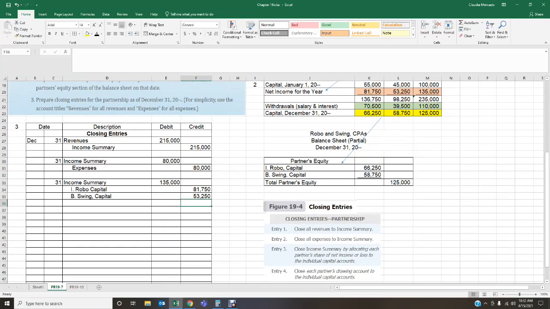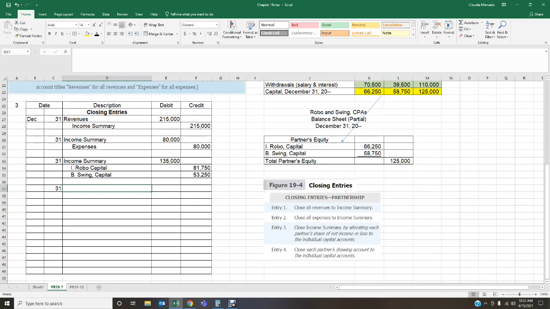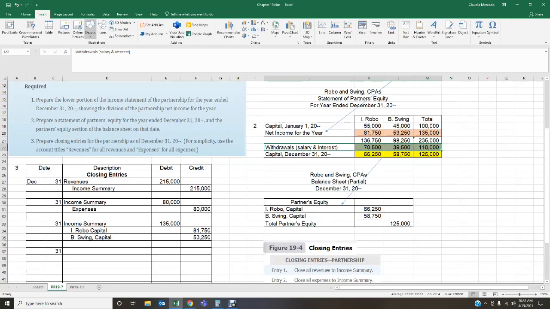Now step number 4 is you're going to close each partner's drawing account to the individual capital accounts. So we're closing to capital, no longer to income summary. We are closing the partners' drawing accounts to the individual capital accounts. Here we have the withdrawals. Let me highlight this. This is the amount, the withdrawals. Those are going to be the ones that are entered into your closing entry. The withdrawals for salary and interest. That item right there. Let me maybe put a little arrow.